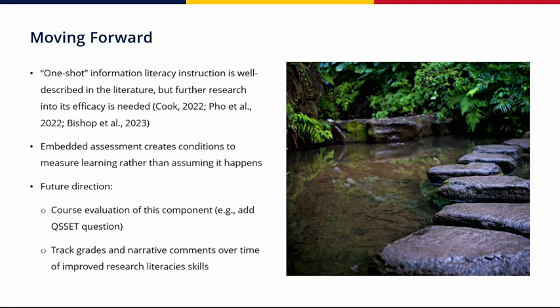So our next steps. While the information sciences literature has extensively explored the one-shot instruction and how it works, as well as faculty-librarian collaboration, there's still little or limited evidence about what students retain and apply. So in an age where our students are going to TikTok, other social media, and AI for their information seeking, it's important for us to embed this assessment to be able to create conditions to measure learning rather than assuming it's happening. We're interested in gathering student self-reflections before and after library instruction, as well as looking at those QSET comments to assess if there's any changes in confidence and/or competency.